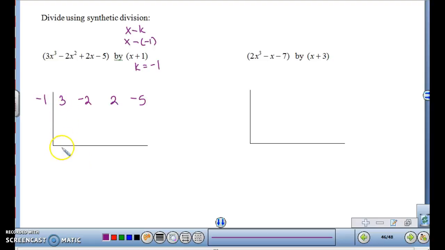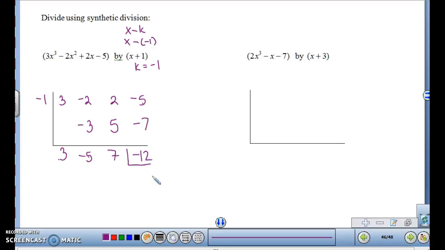You bring down the leading coefficient, which is 3. Multiply, -1 times 3 is -3. Add down the columns. -2 plus -3 is -5. Repeat the process. -5 times -1 is +5. Add down the columns. 2 plus 5 is 7. Repeat the process. -1 times 7 is -7. -5 plus -7 is -12.